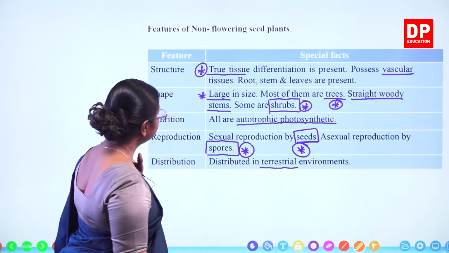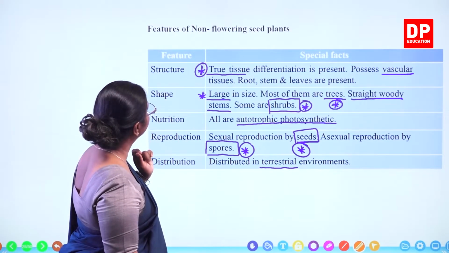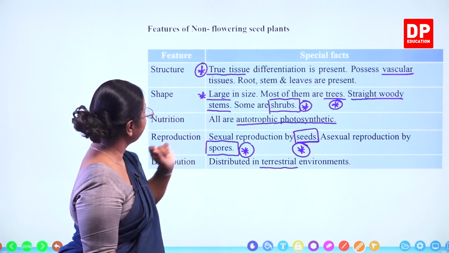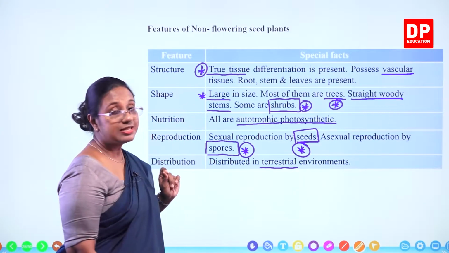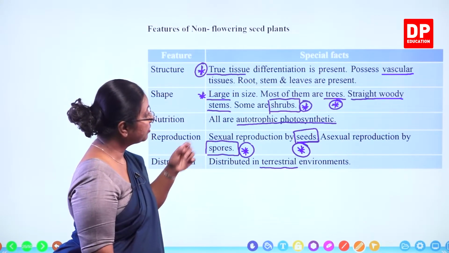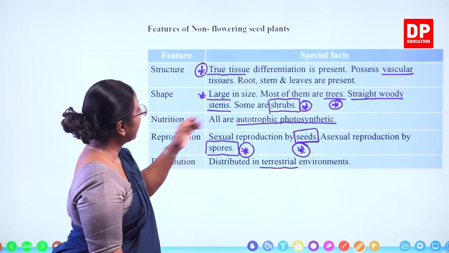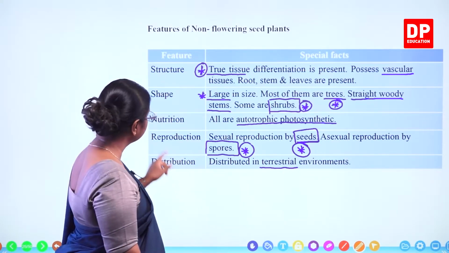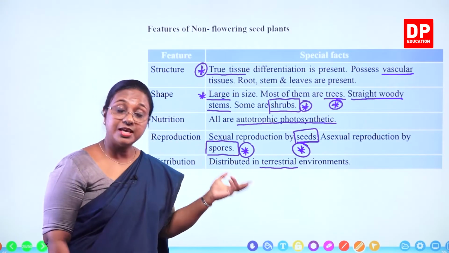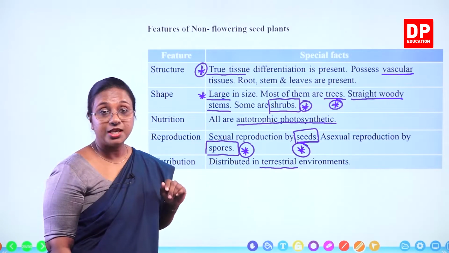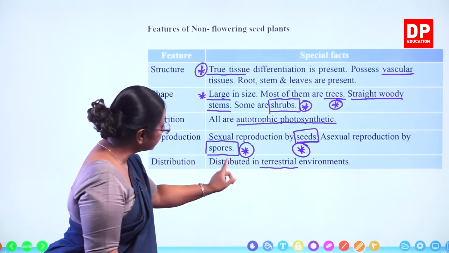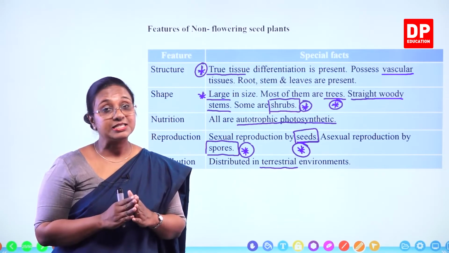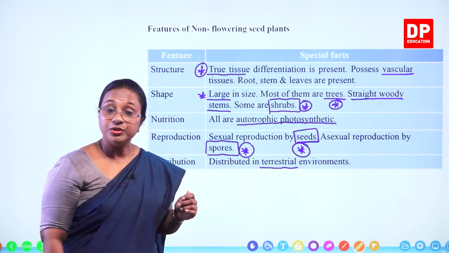So here these are the features of non-flowering seed plants. They have true tissue differentiation, they have vascular tissue, they are large in size, most of them are trees with straight woody stems and some are shrubs, and they are all autotrophic and photosynthetic, and they reproduce sexually by seeds and asexually by spores, and they are distributed in the terrestrial environment. So with that understanding, student, we will move on to the next slide.